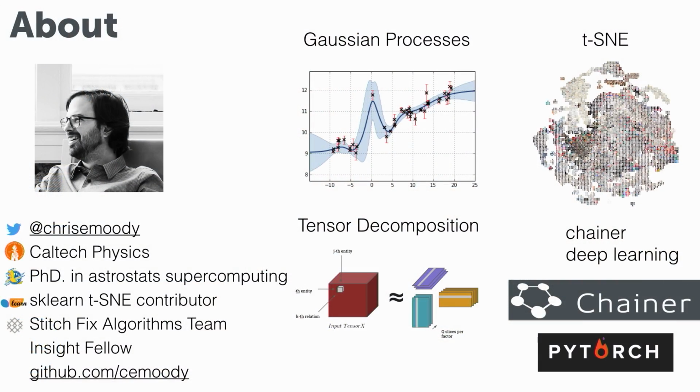So my name's Chris Moody. It's my Twitter handle. I went to Caltech, did physics, did a lot of supercomputing back in the day. Scikit-learn contributor, a Chainer contributor, and I'm starting to move over more into PyTorch land. Aside from deep learning, I also really love things like Gaussian processes and tensor decomposition. So if that's up your alley, I'd love to nerd out about that stuff as well.